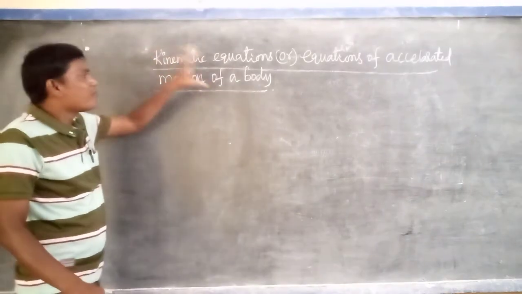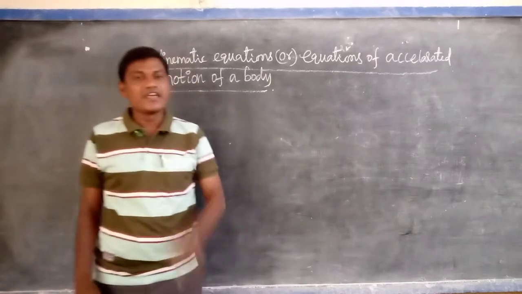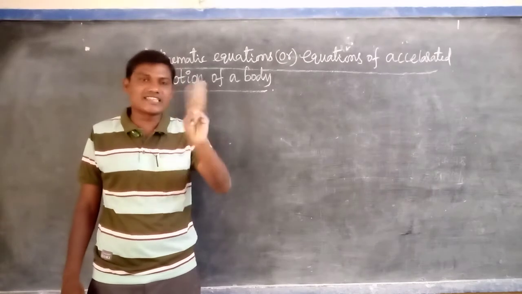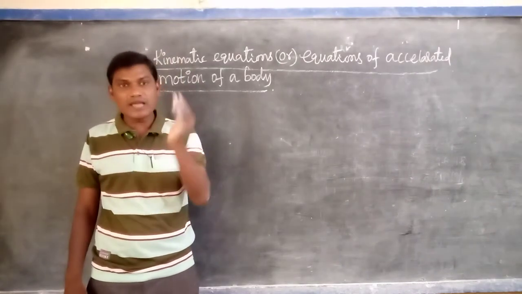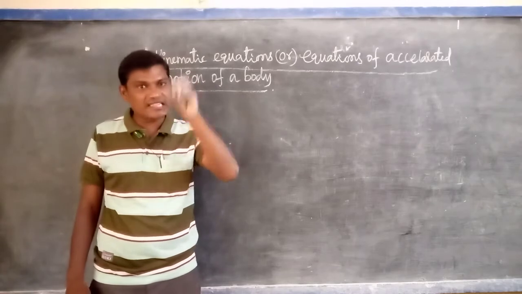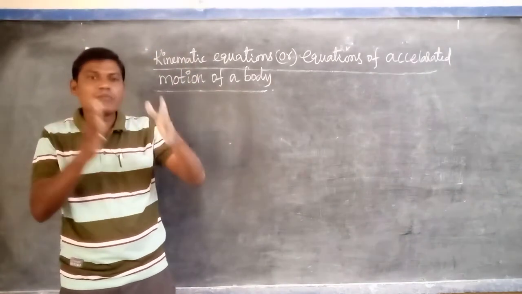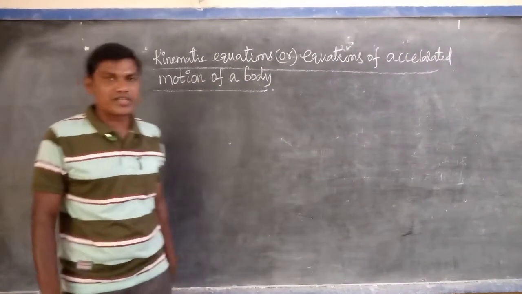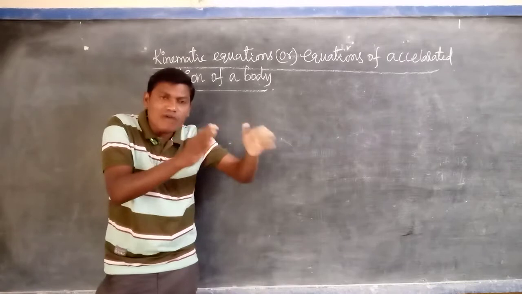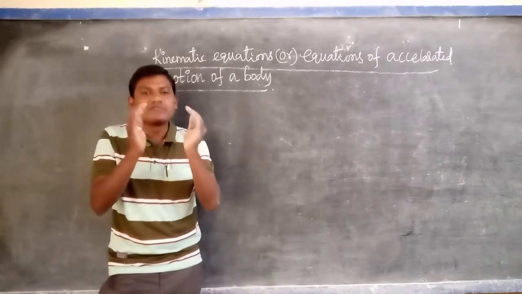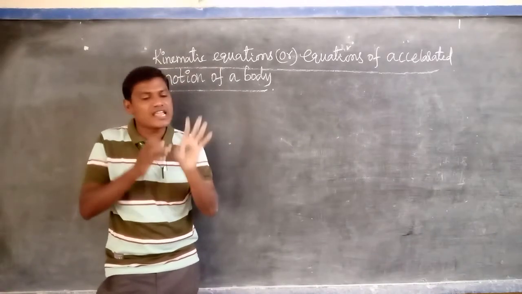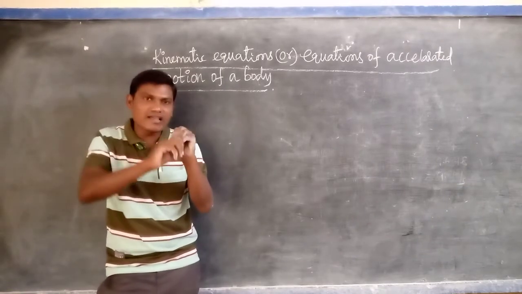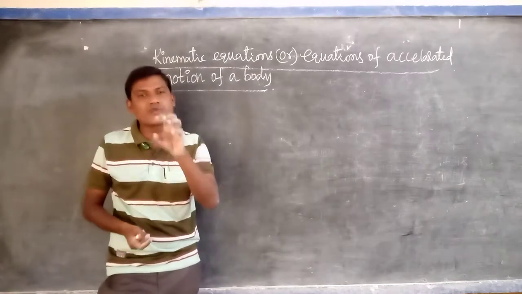But when a body is in motion, we know that it has an initial velocity and a final velocity. If velocity changes, that is called acceleration. At the same time, the body covers a certain distance in a unit time. That's why, in the accelerated motion of a body, the main physical quantities we are considering are initial velocity, final velocity, displacement or distance, time and acceleration. These are the main quantities we are considering here.